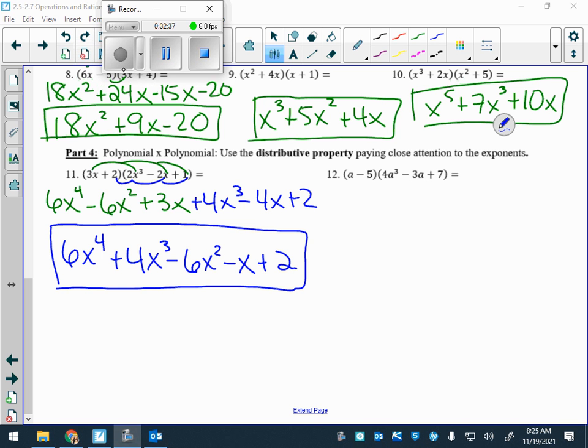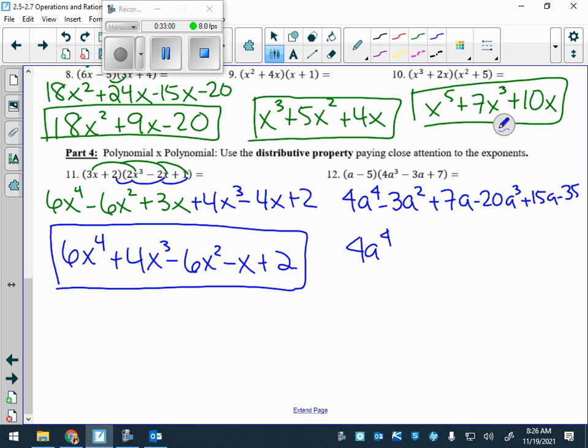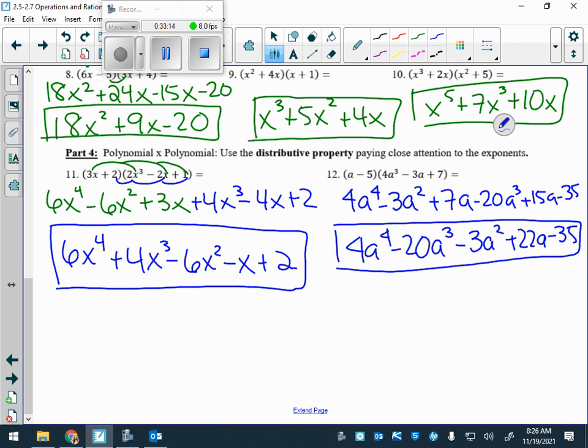Correct. Okay. When we go through, you have 4a to the fourth minus 3a squared plus 7a. Then you have negative 20a cubed plus 15a minus 35. Okay, so just be careful. You have 4a to the fourth minus 20a cubed minus 3a squared plus 22a minus 35 as your final answer. Okay, just be careful with the exponents. Any questions on those?